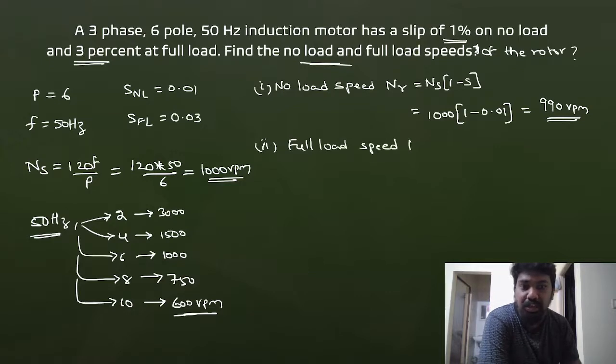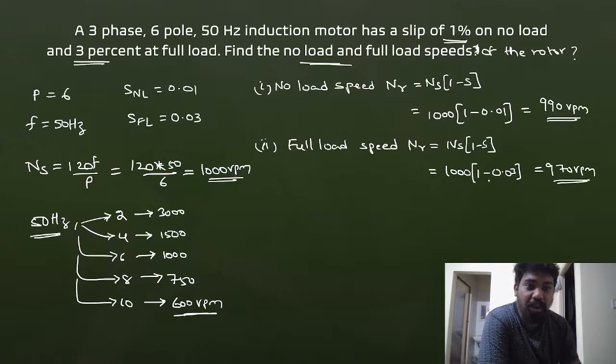Same thing: NS into (1 minus S). Slip is 0.03 here. 1 minus 0.03 is 0.97, into 1000 is 970 RPM. If you see clearly, the rotor speed is decreased from no load to full load because the load is increasing. Since the load is increasing, speed will reduce. That is what is happening here. This is the best example for this statement.